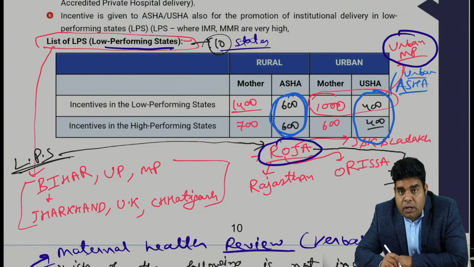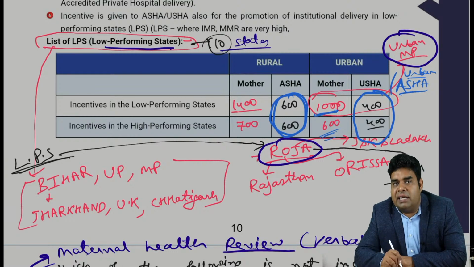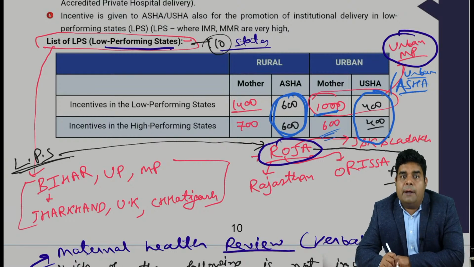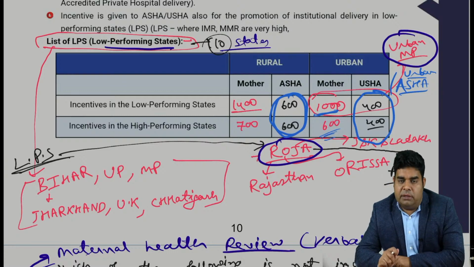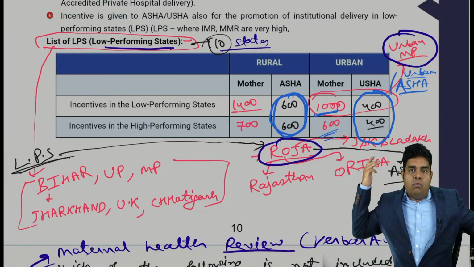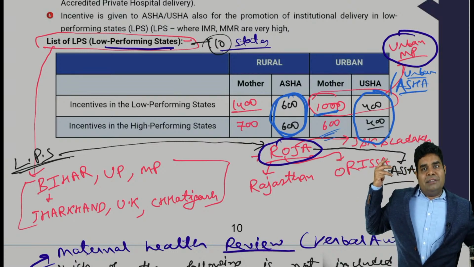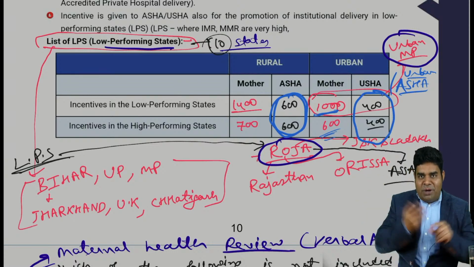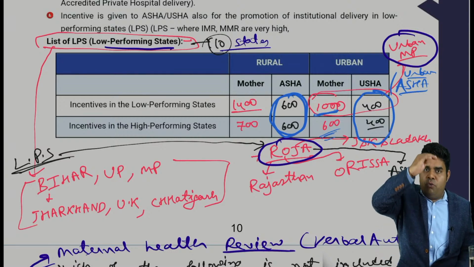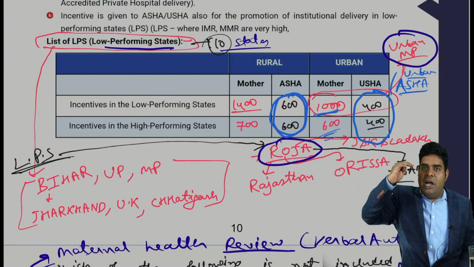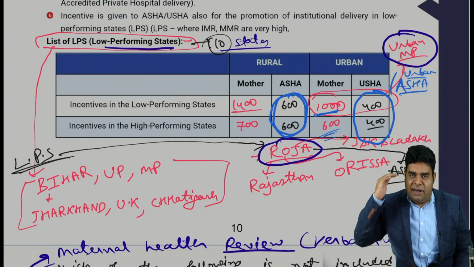high performing. In urban area low performing, mother will get 1000, half of that is 500, but mother never gets less than ASHA, so she will get 600 in the urban area of high performing. So how will you remember it? Just remember 4 numbers: 1400, 700, 1000, 600. And 1400, 700, 1000, 600. For low performing, 1400 and 1000; for high performing, 700 and 600.